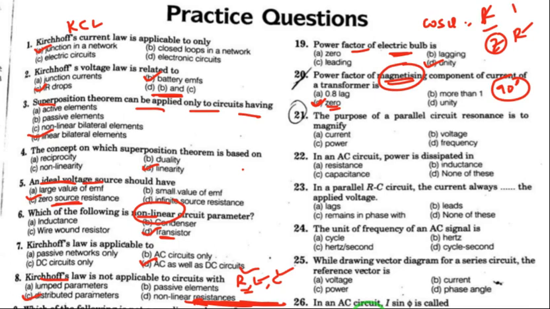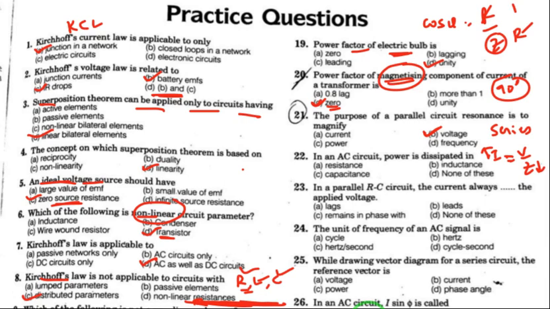The purpose of parallel circuit resonance is to magnify voltage. Very important concept. In case of a series circuit, what happens? Current will be magnified. How do you see? In a series circuit, I equals V by Z. Z becomes only resistance, so Z will reduce. So current will increase. Therefore, current will be magnified. Okay.